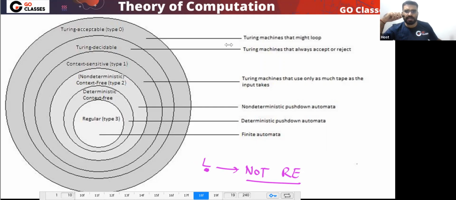The diagonalization language, and also the complement of ATM, the complement of halting problem. Also equivalence of Turing machines, that we have already seen. Similarly, the emptiness problem of Turing machines is also not RE. So we have seen many not RE languages, like emptiness of Turing machines: given a Turing machine, is the language empty? That is also not RE. So this is the idea.